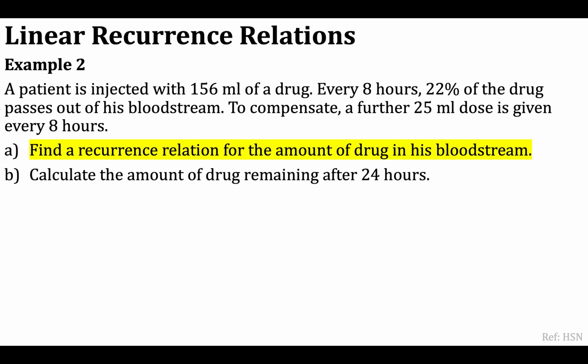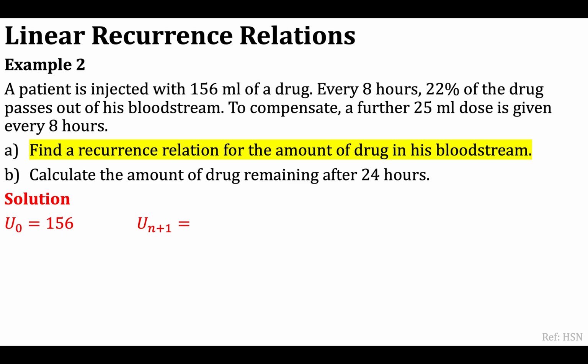So let's look at Part A first. We need to find the recurrence relation for the amount of drug in his bloodstream. Firstly, when I'm looking at this question, I can see that he's injected with 156 millilitres of the drug initially. So that means my initial value, U0, is equal to 156. Now, I'm trying to set up a recurrence relation.